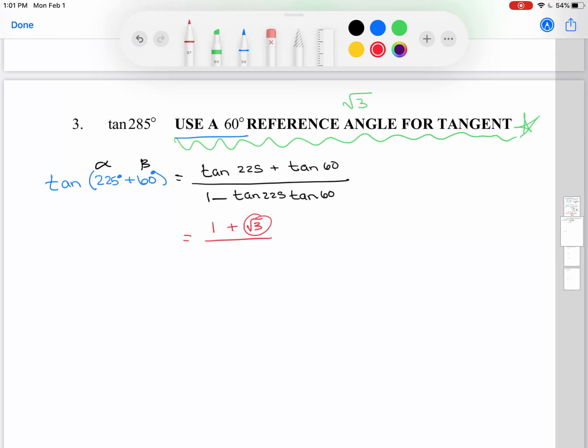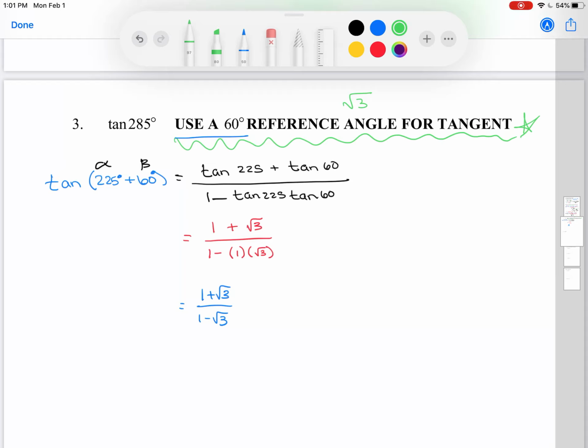Again, if we chose a 30-degree angle, that would make that a fraction right there. We don't want more fractions than we need. That's why we're going to steer clear of that. Denominator tells me to do 1 minus tangent at 225 again, which was 1. Tangent at 60, which was square root of 3. Clean it up a little bit. We're going to have 1 plus root 3 in the numerator, 1 minus root 3 in the denominator.